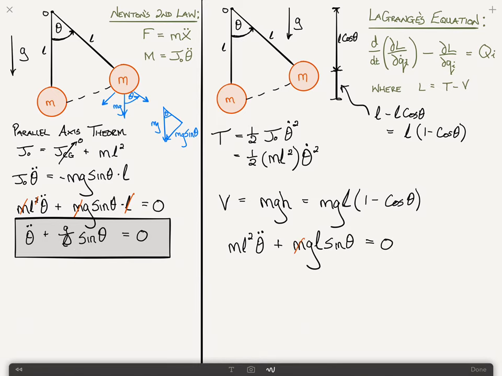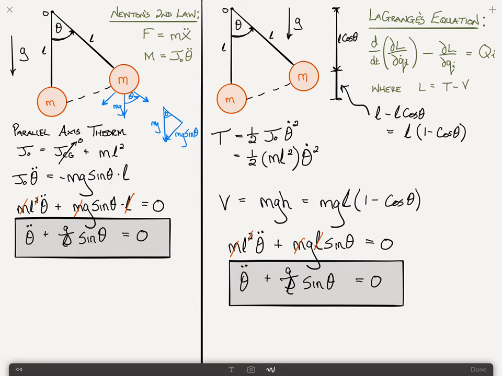Again, we can cancel the m and the l. And rewriting this, we get theta double dot plus g over l sine of theta is equal to 0. This is a nonlinear equation. We'd solve it numerically, and we'll save that for a later video. But we can linearize this for small displacements or small angles, theta. Let me go ahead and show you how we do that.